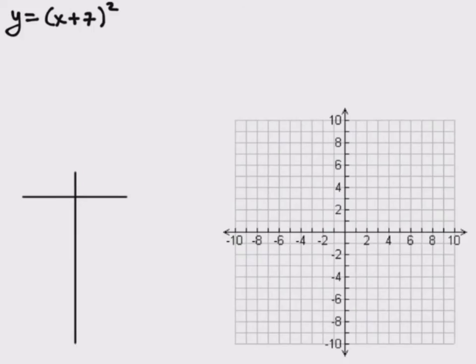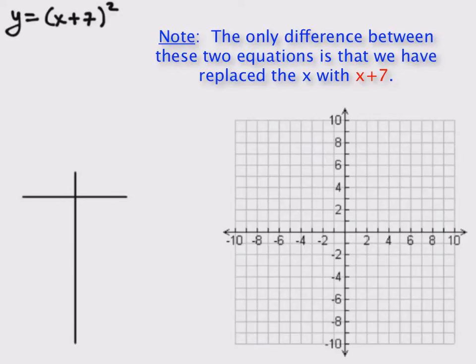All right, let's graph all the ordered pairs for y equals the quantity x plus 7 squared. Again, the only difference between this equation and our original y equals x squared is that we've replaced the x with an x plus 7. So let's see what effect that has on our graph. We are already in y equals form, so we're ready to find some ordered pairs.